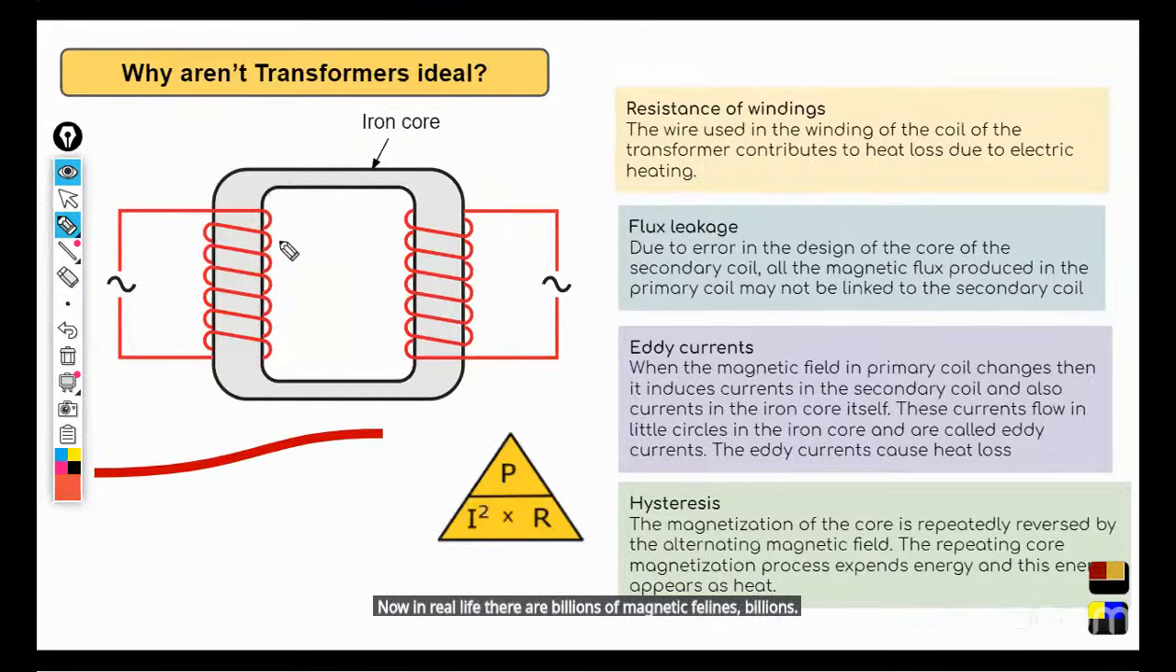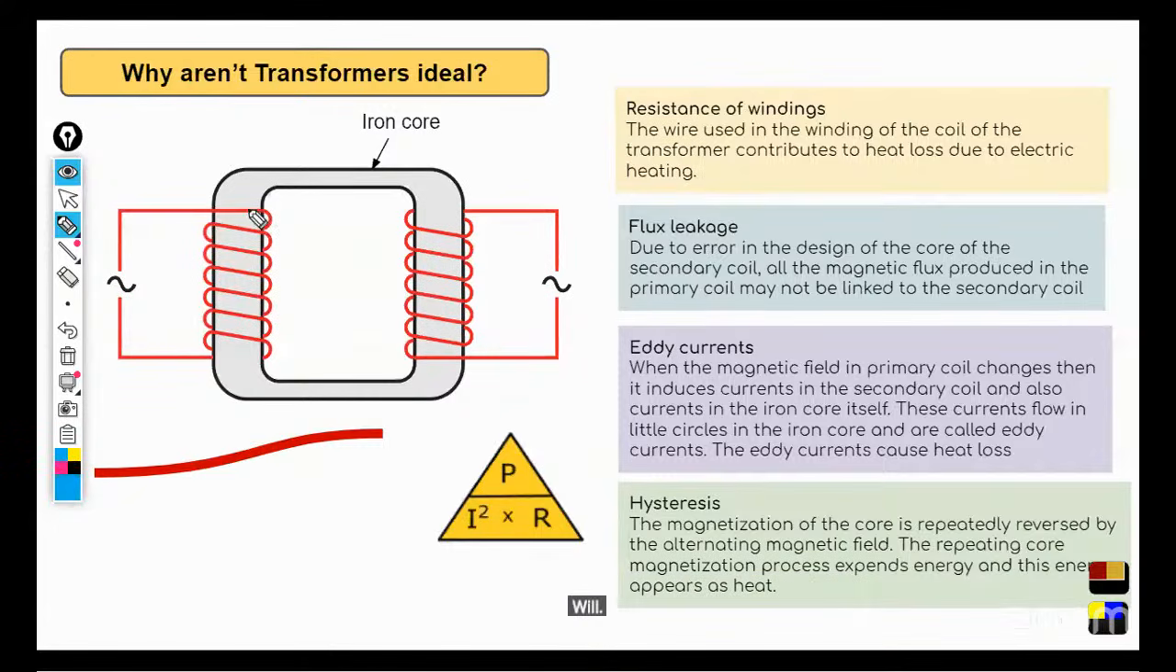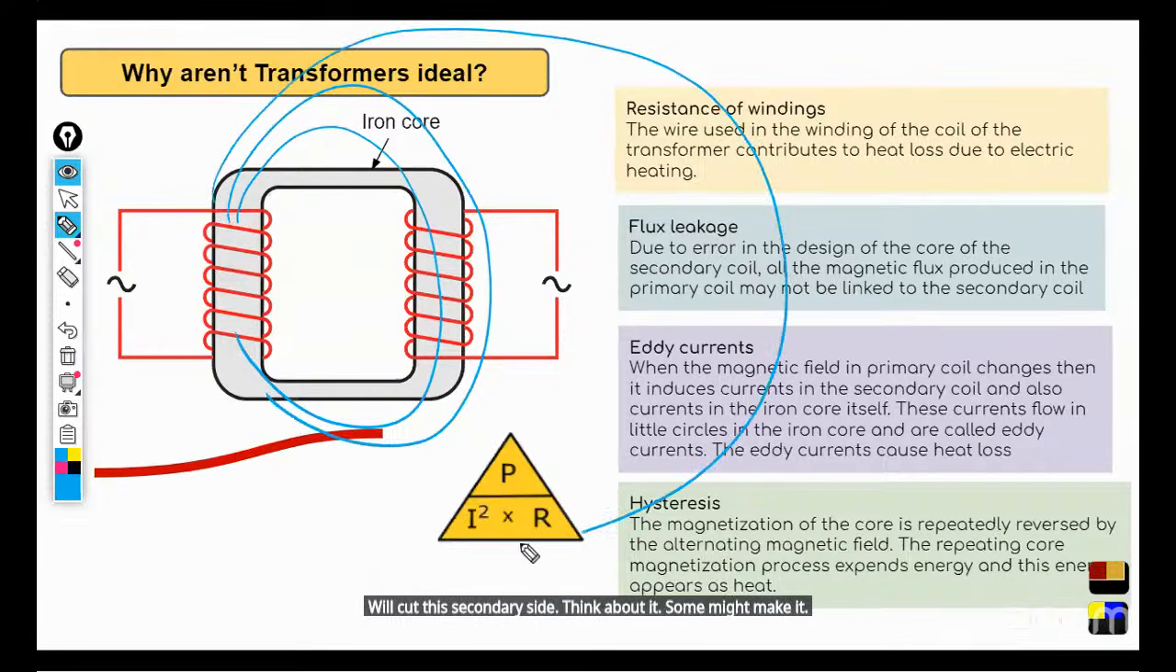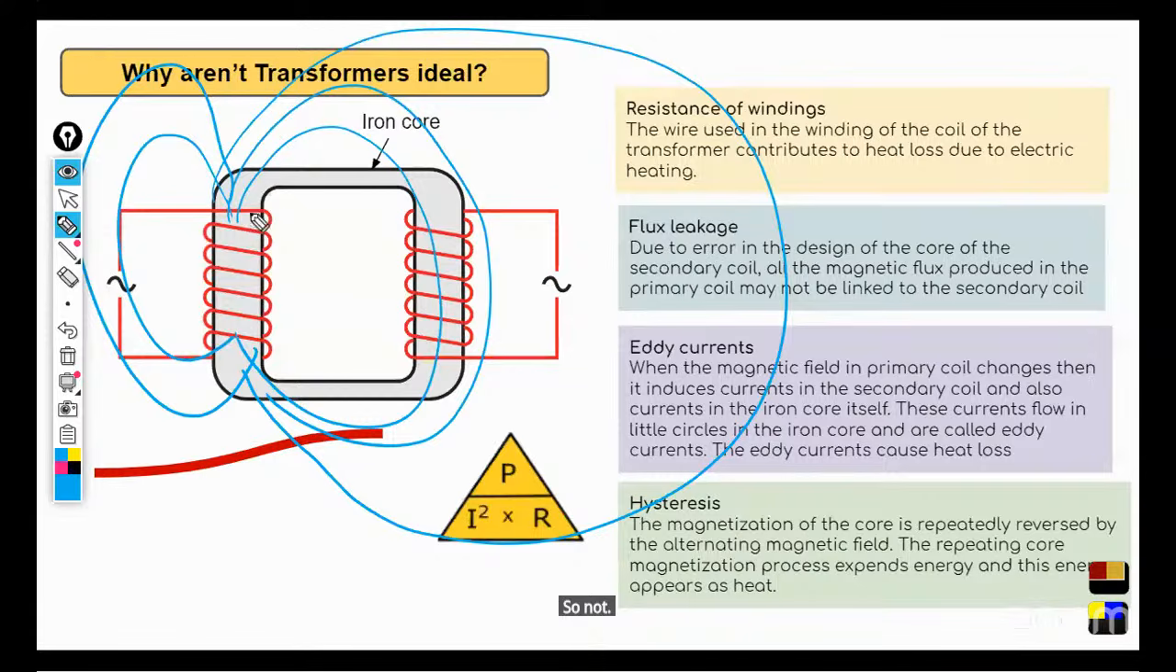Do you really think all the magnetic field lines from this side will make it across to this side, and every single one of those billions of lines will cut the secondary side? Think about it. Some might make it, some might go too far and miss it completely. Some will go the other way. So not all of them make it across to the other side.